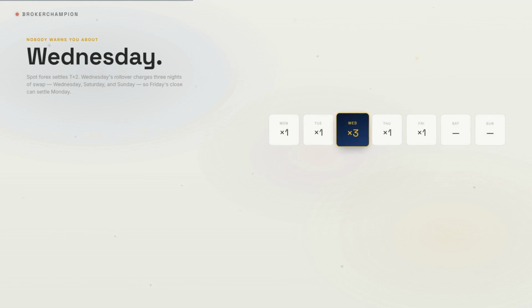Now here's the part nobody warns you about. Wednesday. Spot Forex settles 2 business days forward, so Wednesday's rollover charges 3 nights of swap, Wednesday plus the weekend, to make Friday's close settle Monday. Triple swap. Carry traders plan around it, beginners get blindsided.